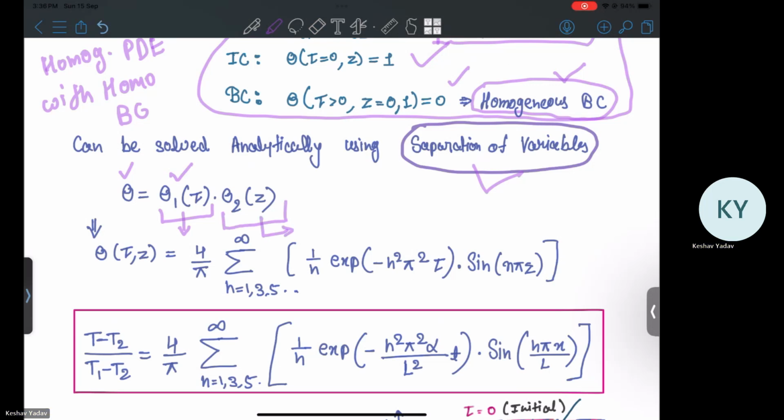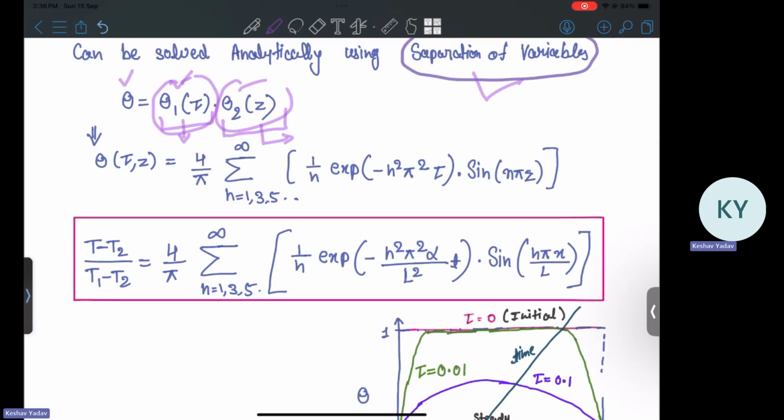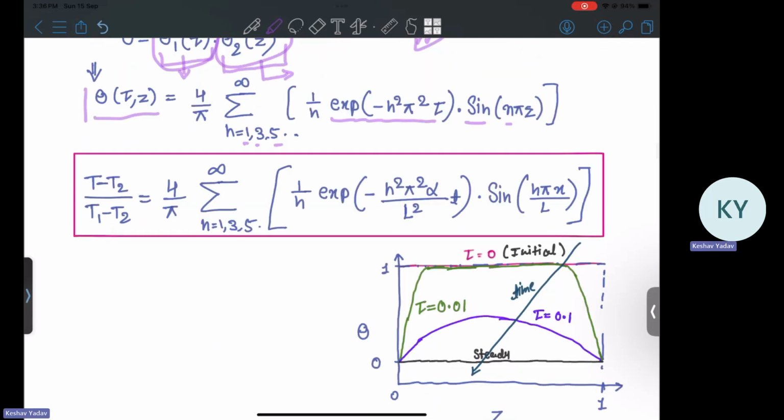Okay. So if we multiply these two functions, that will lead to the actual theta. If we use this separation of variable method and solve this problem, this is what we will get. This is the solution. Theta of tau comma z will be equal to 4 upon pi, summation of n odd, 1, 3, 5 to infinity, 1 upon n, exponential of minus n square pi square tau, multiplied by sine n pi z. In the dimensional form, if I want to write, this will be equal to what?